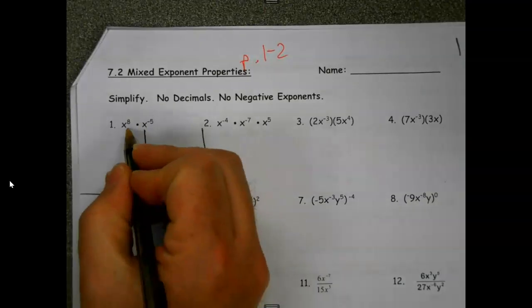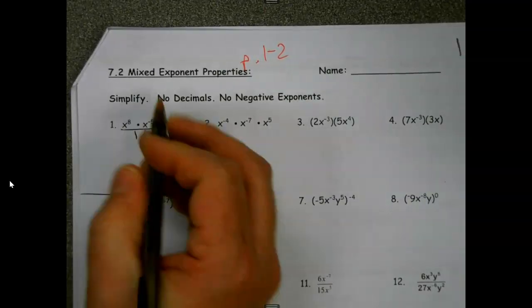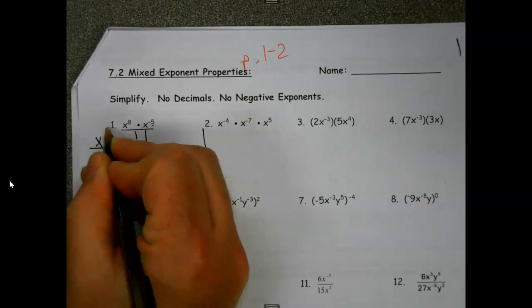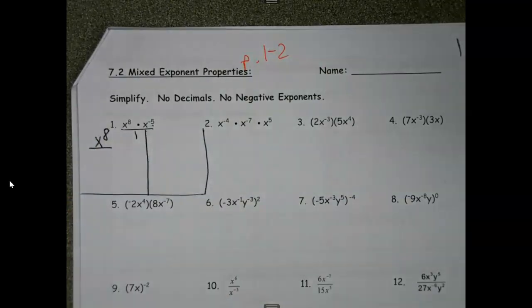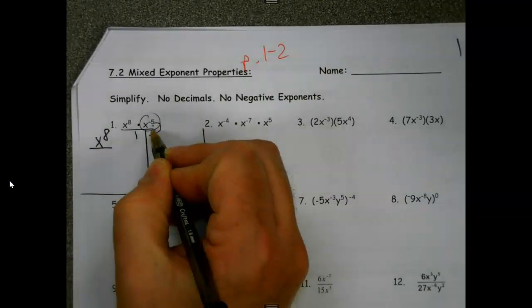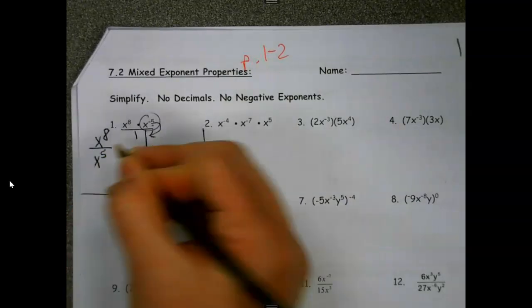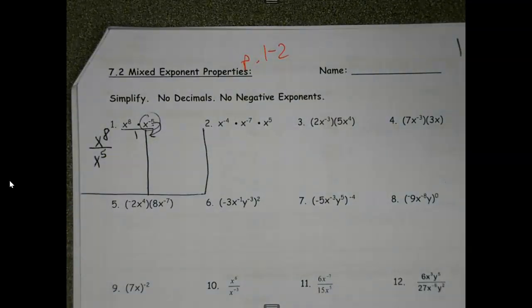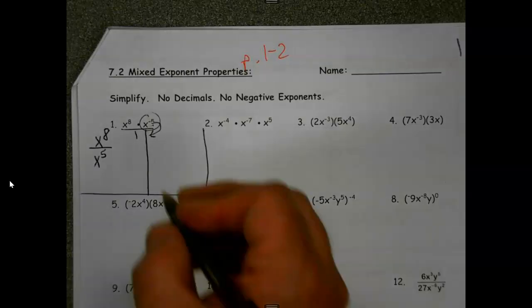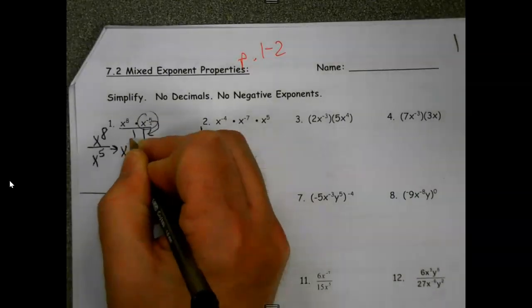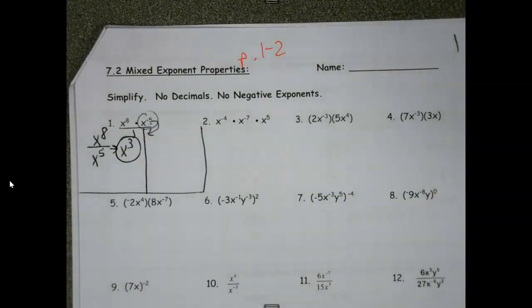One thing I could do is say, oh, I see a negative exponent there. So I'm going to leave x to the eighth alone. I'm going to take x to the negative fifth, and I'm going to flip it down. Because that's what we do with negative exponents. But now it's become a fraction. So when we're dividing, what am I doing with my exponents? We subtract them. X to the third. I'm done. Okay.